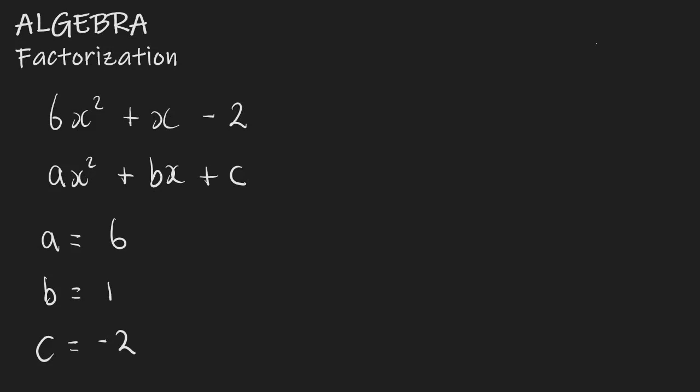The sum product table is a 2-column table with the sum column on the left and the product column on the right. The sum column would be equal to b. Recall in this example, b is the coefficient of the x term and it is equal to 1. And the product column will be equal to ac. AC, of course, is the product of a and c. In this example, this is 6 times minus 2, which is equal to negative 12.